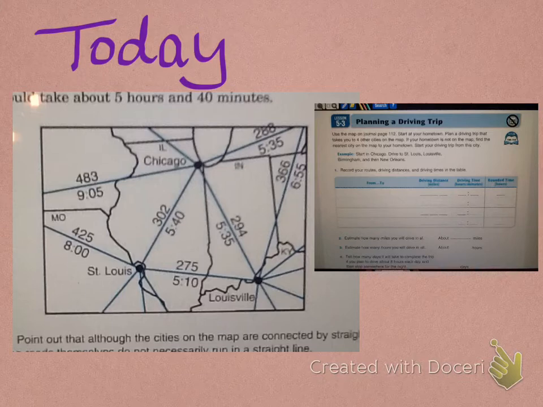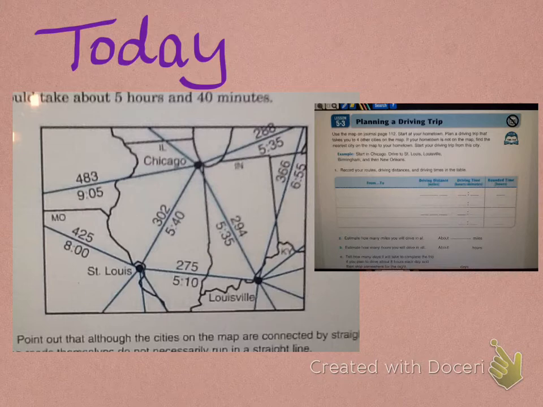So for me to travel from St. Louis to Chicago, it's going to be about 302 miles, and it's going to take me roughly 5 hours and 40 minutes. So what you'll be doing in your book is writing down some destinations, recording the number of miles, recording the time that it's going to take you, and then in the last column they want you to round the time that it's going to take you.